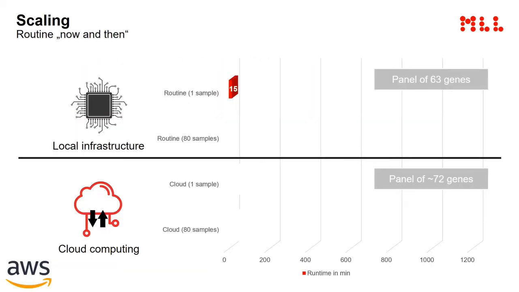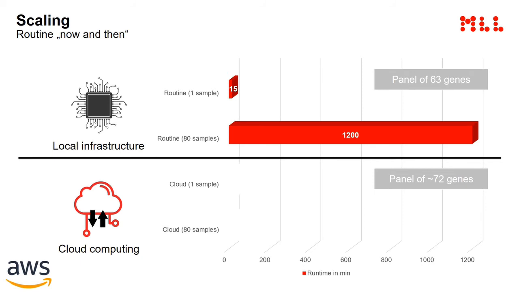Now, this has been organized and calculated all in our in-house local infrastructure some years ago with 15 minutes for runtime of all the bioinformatic pipelines per sample. But if we had 80 samples per day, it took us 80 times 15 minutes. So 2 years ago, we decided to move over to a cloud infrastructure.